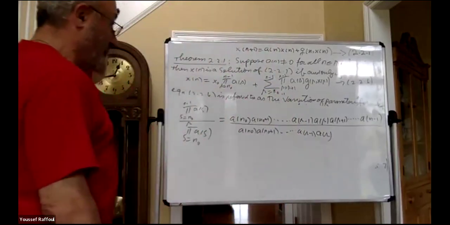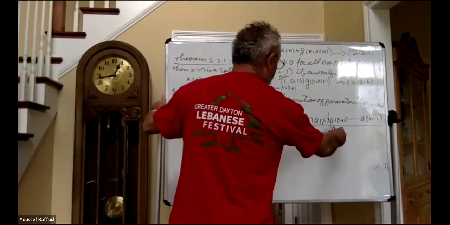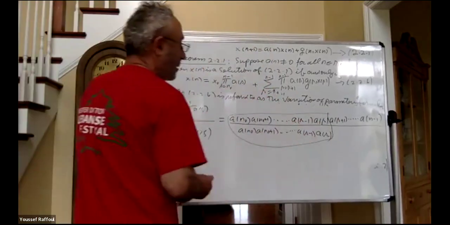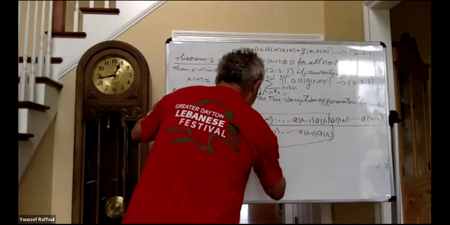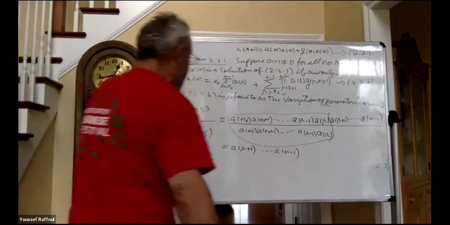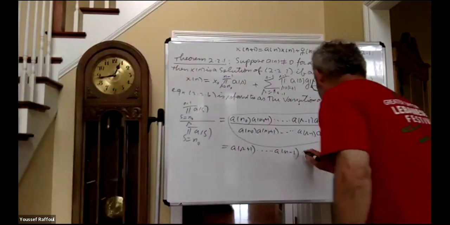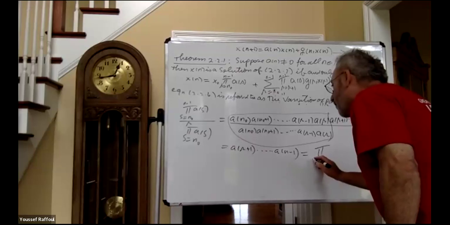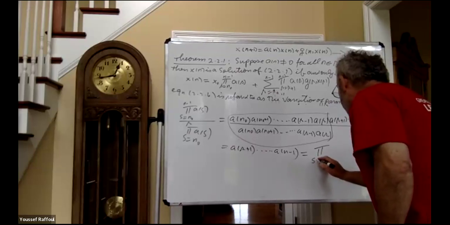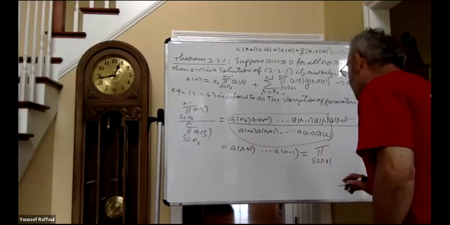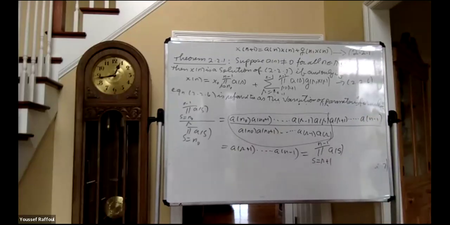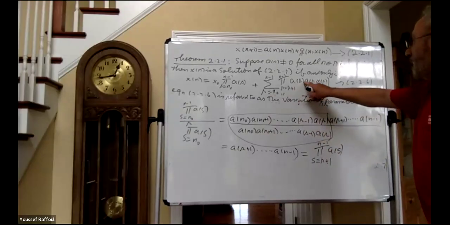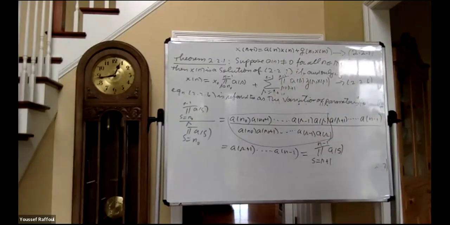You see it? Since it's a product, all this cancels out, and you are left with a_(r+1) all the way to a_(n-1). And so this is the product over s equal r plus 1 to n minus 1 of a_s. You see it? And look at it. Isn't that this one? Look at it. Okay?